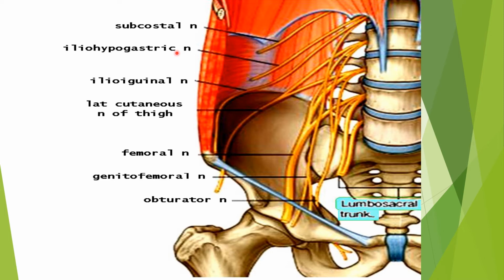Here are the branches of the lumbar plexus: iliohypogastric, ilioinguinal, lateral cutaneous nerve of the thigh, femoral nerve, genitofemoral nerve, obturator nerve, and lumbosacral trunk.